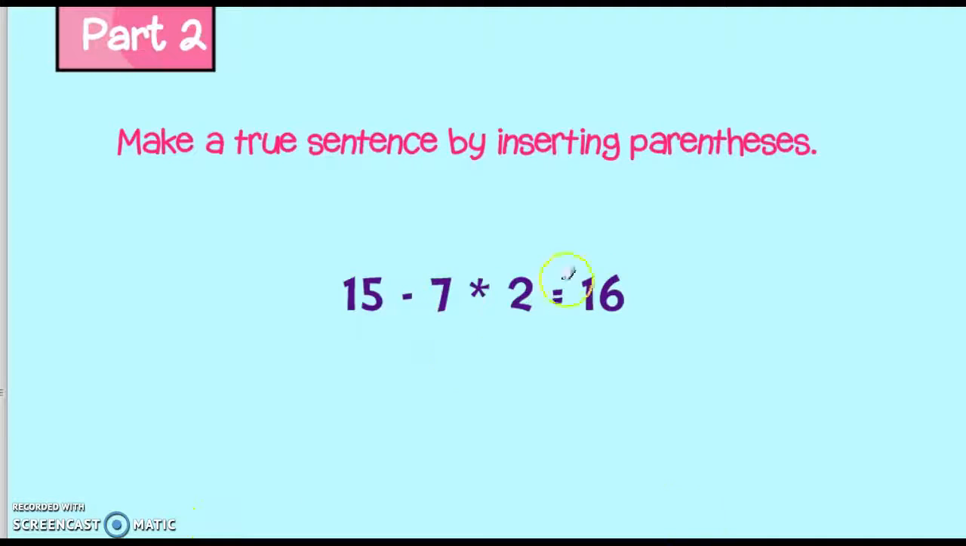This is a challenge problem. I have to make this one a true number sentence by putting the parentheses in somewhere. So 16 is my answer. So I always try, let's do this first. 15 minus 7. So if I do 15 minus 7, that's 8. 8 times 2 is 16. So in this case, that worked for me.